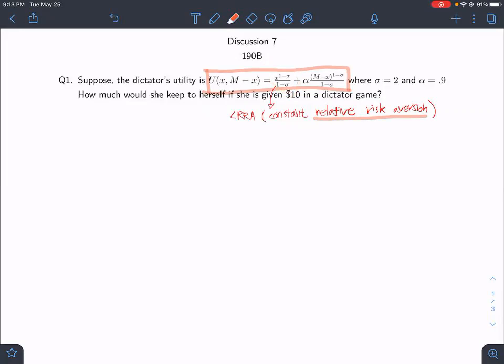Not very important for this class, but I thought it might be useful if we try to use this function for this question. So let's see what happens. Any questions before I move on? Okay.